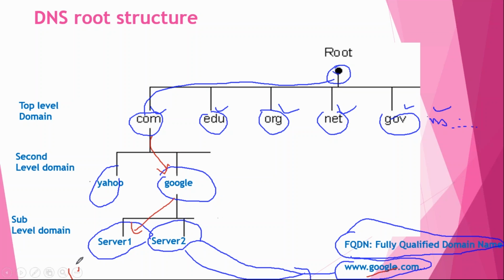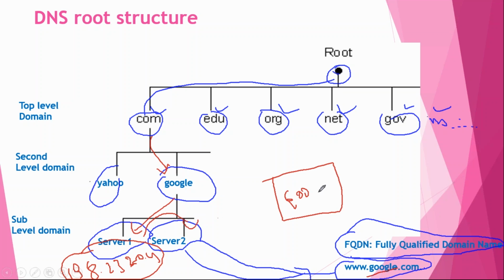Server 1, say for example 198.232.0.4, some IP address. If this is working, then the website will open for you. If not, it'll check with the second server. Then finally you'll get a result. The Google page will be open for you. This is how internally it will work.